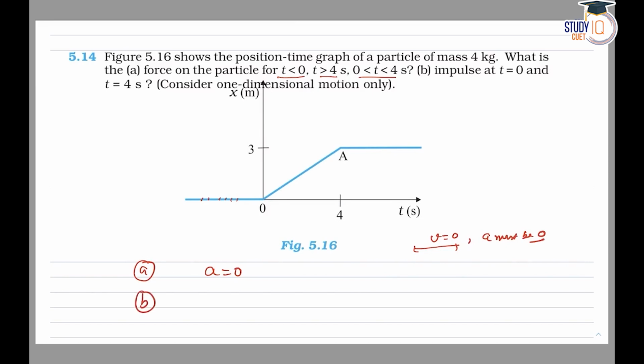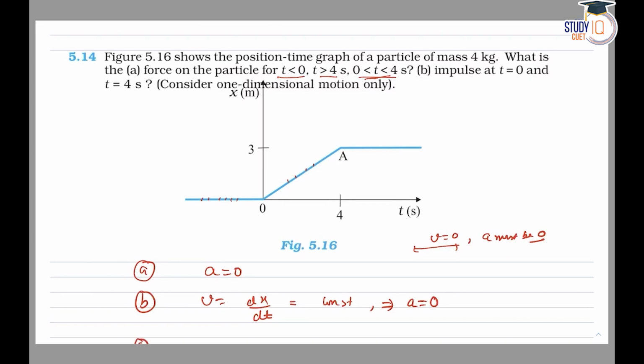Moving to the B part, t greater than 0 and less than 4 seconds. So the second part is asking about this region. In this region we can say that velocity is equal to dx by dt, and dx by dt is the slope of the x-t graph, which is a straight line, and the slope of this graph is constant, so velocity is constant, and if velocity is constant, this implies the acceleration of the particle is 0.